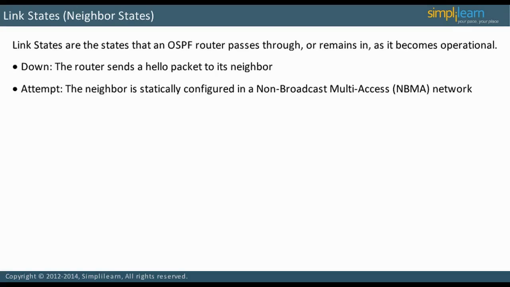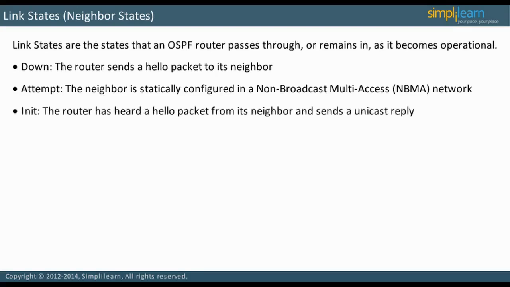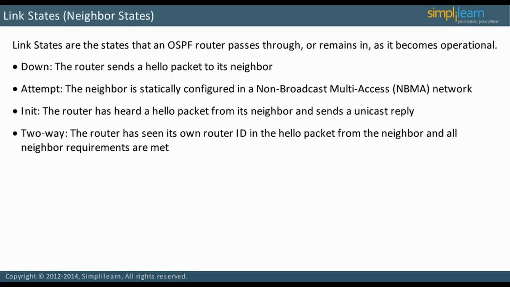An interface is in the attempt state after it has sent a hello, but before it has received a hello from its neighbor. In the init state, a router has heard a hello packet from its neighbor and sends a unicast reply. The interface remains in this state if hello time does not match. The two-way state occurs when the router has seen its own router ID in the hello packet from the neighbor and all neighbor requirements are met. The neighbor is added to the neighbor table and bidirectional communication is established between the routers. Designated router, backup designated router, DR/BDR, election takes place in this state.